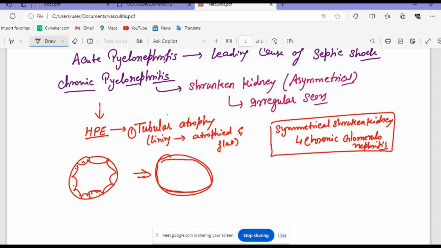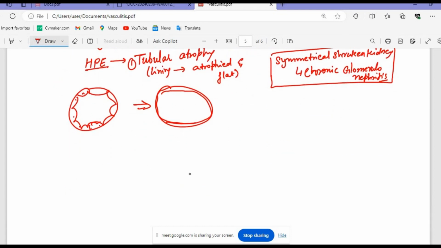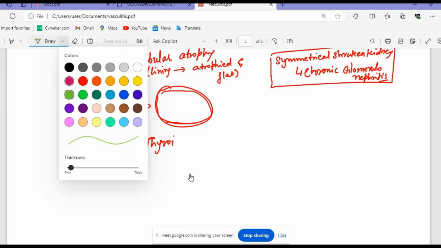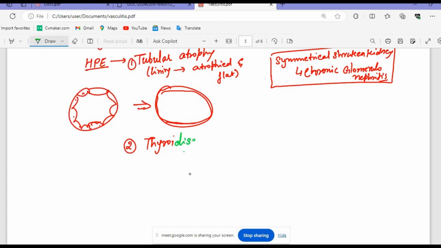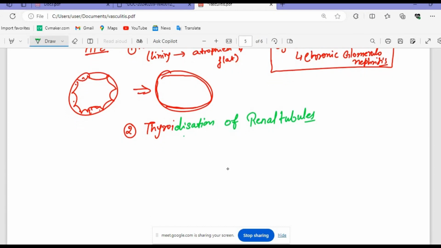Other than that, on histopathology, what will we see? We see thyroidization. This is the important concept in chronic pyelonephritis, so remember these things. In chronic pyelonephritis, there will be thyroidization of the renal tubules. What does thyroidization mean? See, this is the renal tubule, and we have colloid formation inside.